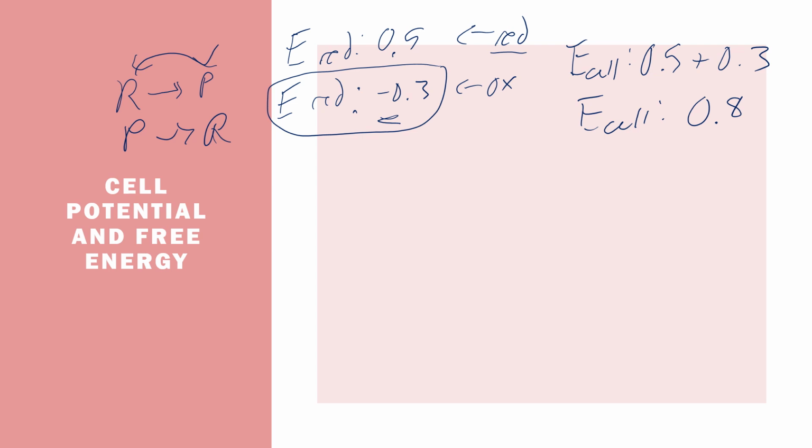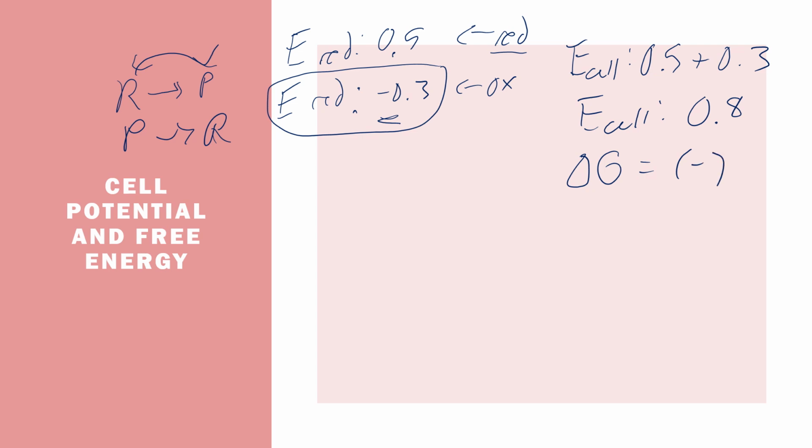Now, this indicates that the reaction is thermodynamically favorable. It's spontaneous in the forward direction. This makes sense because voltaic cells or galvanic cells don't have a power source. You just hook them up and the reaction just happens. Okay? So that means that delta G for this must be a negative value.